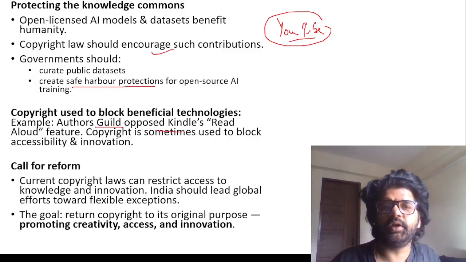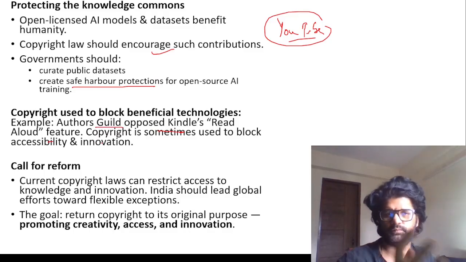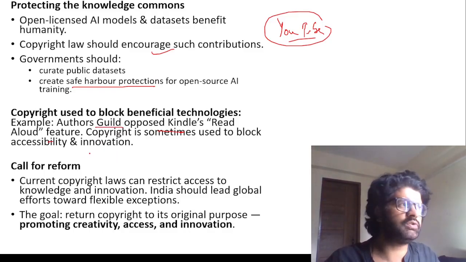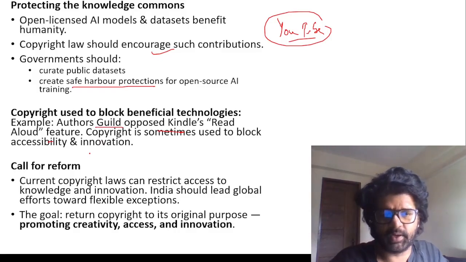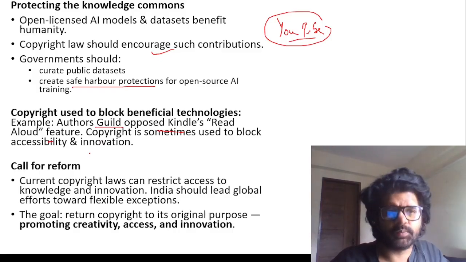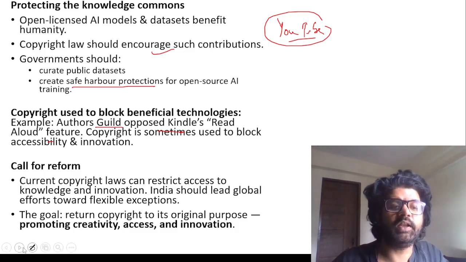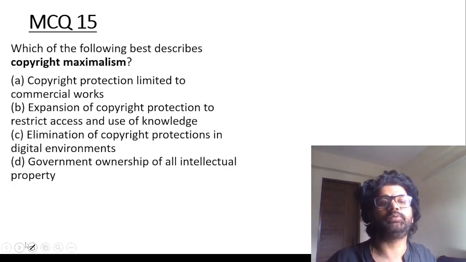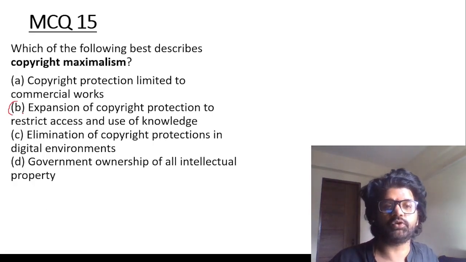Author guilds oppose Kindle's read-aloud feature, because they feel it violates their copyright. So sometimes there are just too many restrictions because of copyright. And this is an intangible kind of investment. You have to understand, what is tangible? Your inventories and all. So all these things are really important. Hope you understood the basic rationale. Let's solve some questions so that you can understand things in a much better manner. Copyright maximalism: expansion of copyright protection to restrict access and use of knowledge.